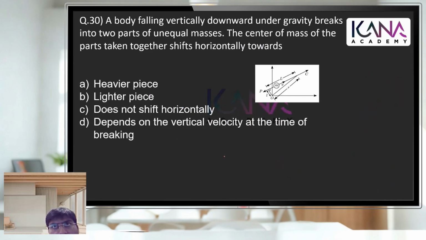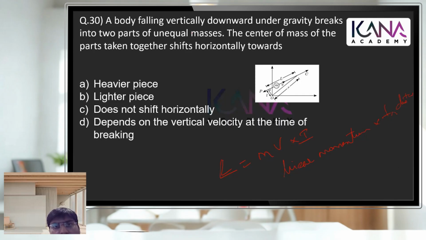So the angular momentum is mv times, or it's like linear momentum into perpendicular distance, right?